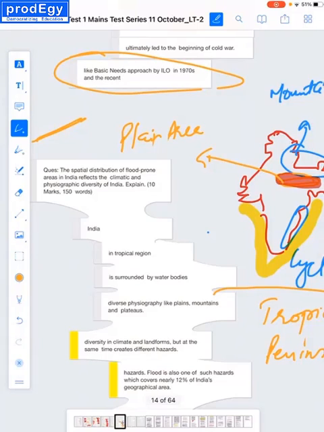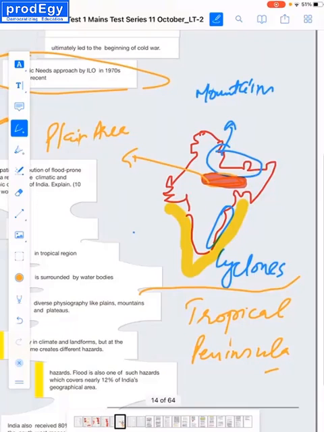There is not a single common factor which can explain all the regions of floods in India. Now, if I look at the spatial distribution of floods in India, I can identify that the coastal areas are flood-prone, the Himalayan region is flood-prone, and the plain regions, the Ganga plain, Brahmaputra plain and Indus plain, are the main flood-prone areas in India. And all these are affected by different factors. This question specifically talks about natural factors. It doesn't want you to focus much on anthropogenic factors.